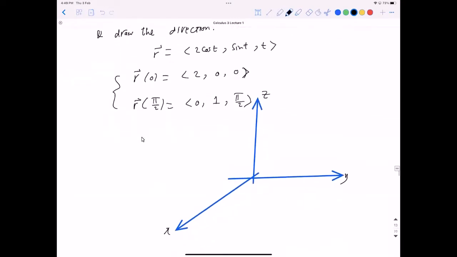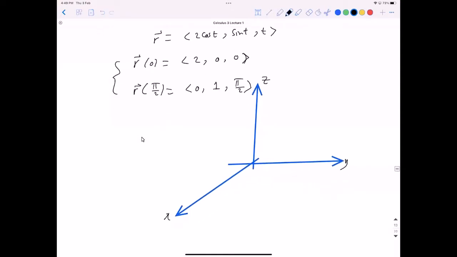Where is the first point? 2, 0, 0 here. This is the point 2, 0, 0 at time equals 0. This is the coming point, 0, 1, pi over 2. The x is 0, so we don't move in the x direction. We move on the y axis first, one unit in the y-axis, and go up by the value of pi over 2. This is the second point, 0, 1, pi over 2.